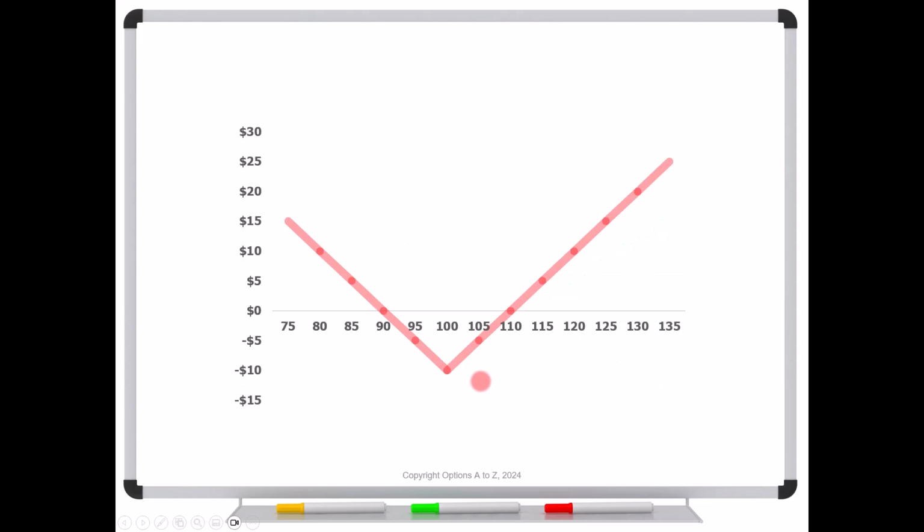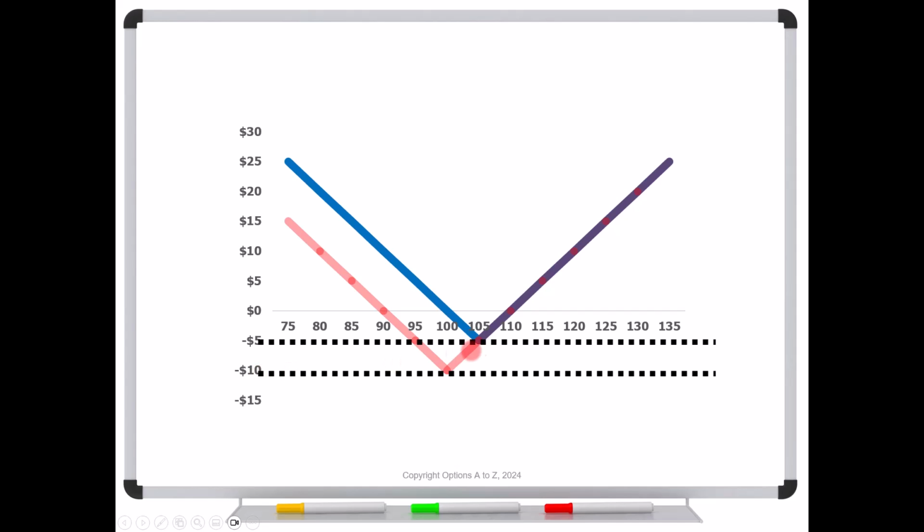And so what that's going to do is it's going to take the old straddle and it's going to shift us up. We used to have a maximum loss of 10. Now we're up here at minus 5. All right, so we've kind of lifted up this gap here by $5. And we've also recentered the straddle. The stock used to be at 100. Now it's centered at 105.